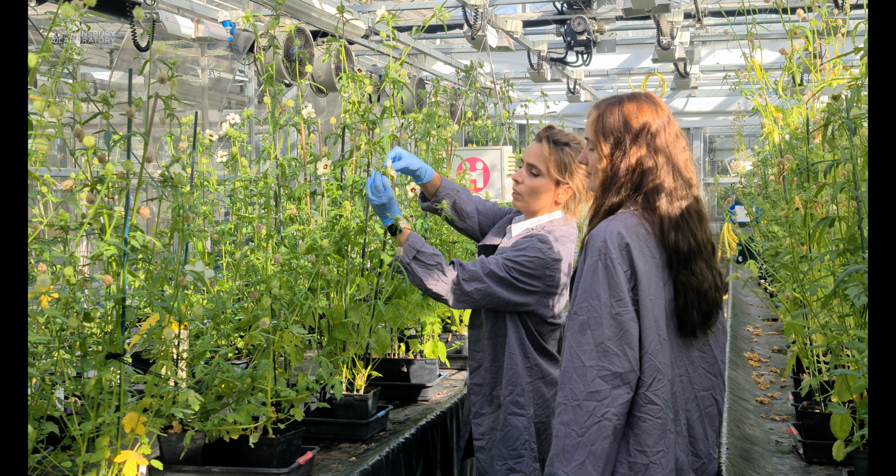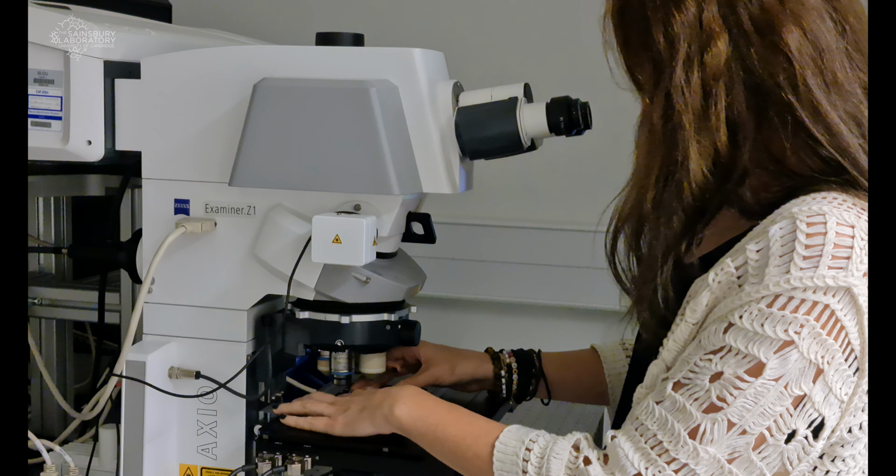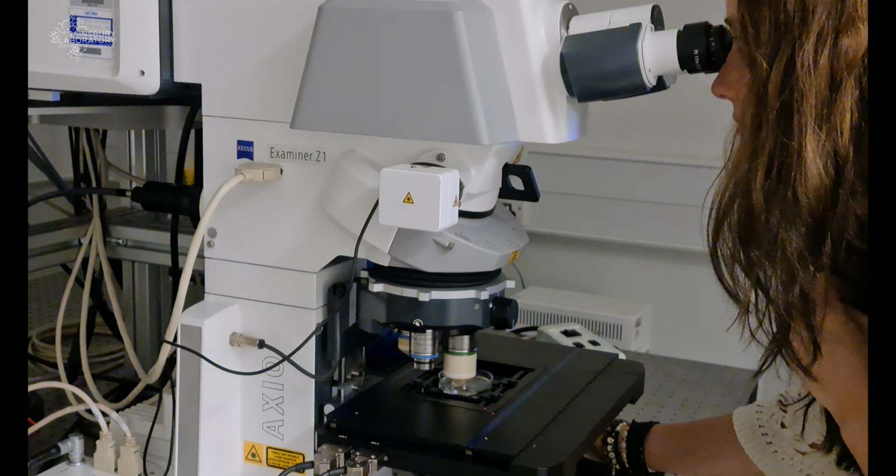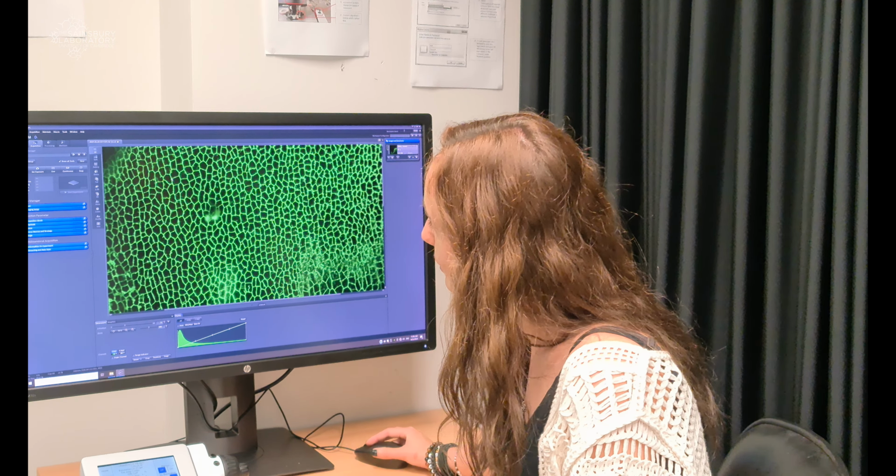So we think that with petals, we actually have a very good system to identify genes and processes that are important to pattern all lateral organs of plants. So that's the first thing that our lab is going to do.